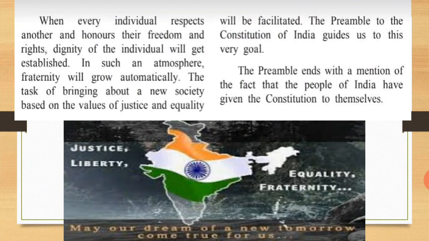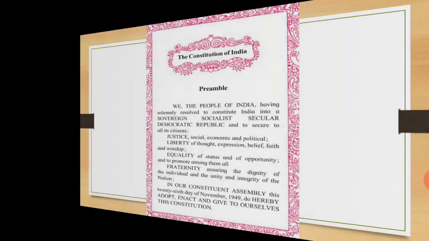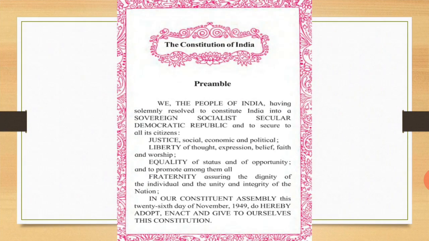So here in the picture you can see justice, liberty, equality, fraternity are the most important points which are highlighted in our preamble. And the preamble is very important. It helps us to understand what values we must nurture as an Indian citizen.